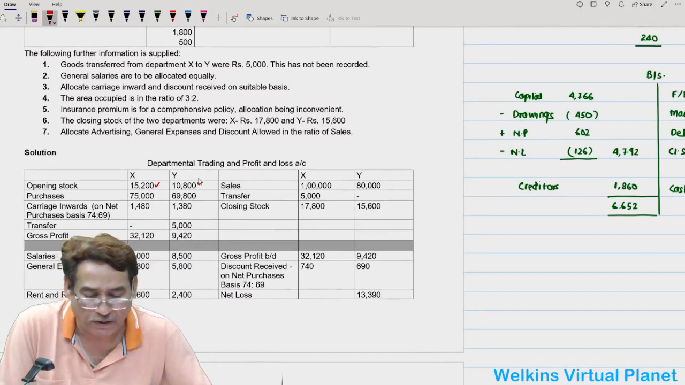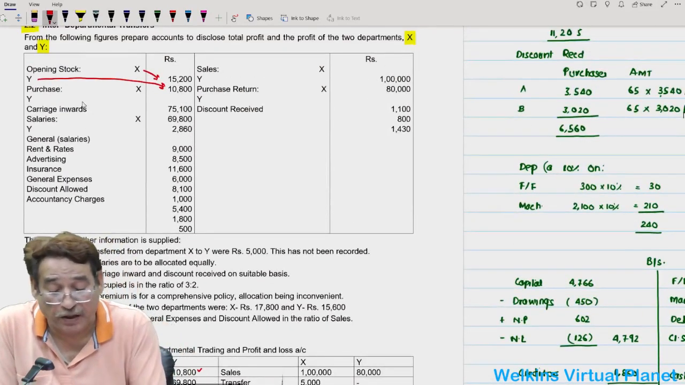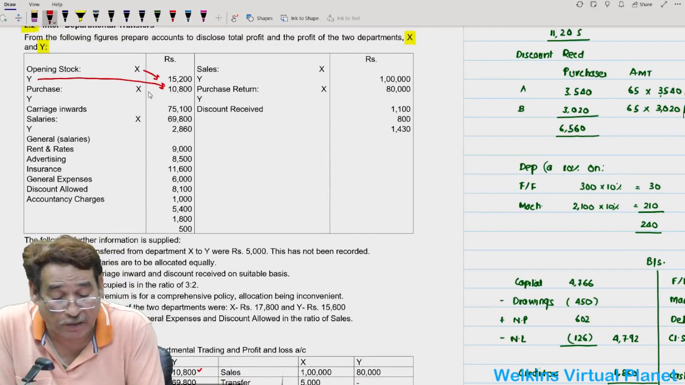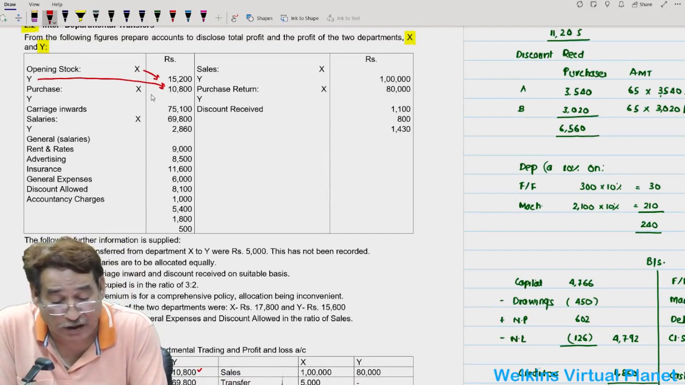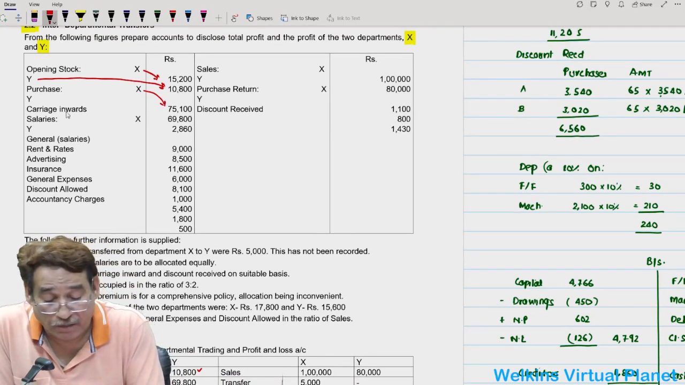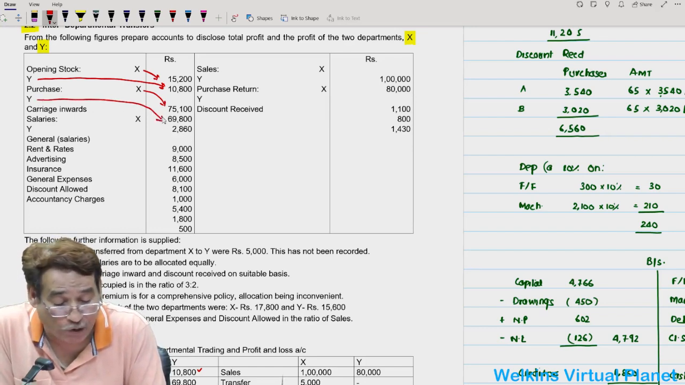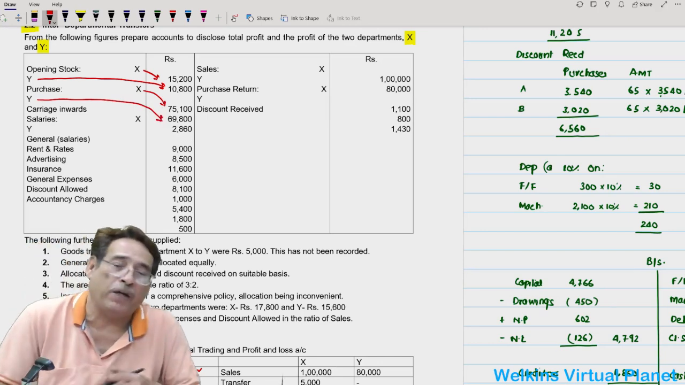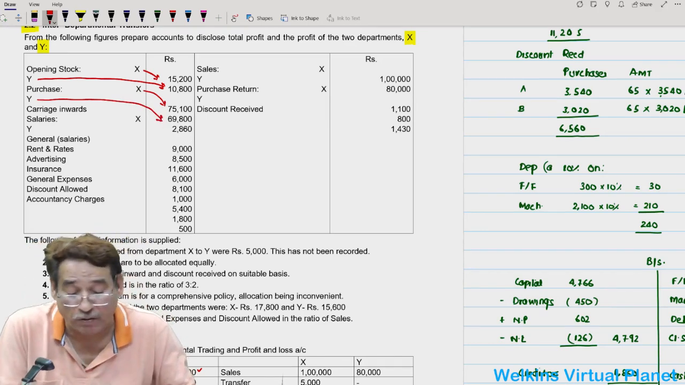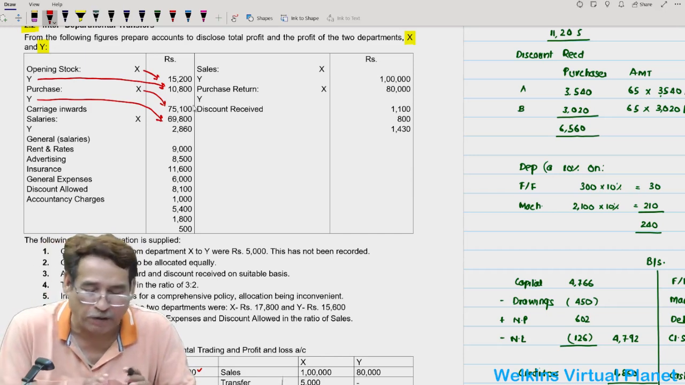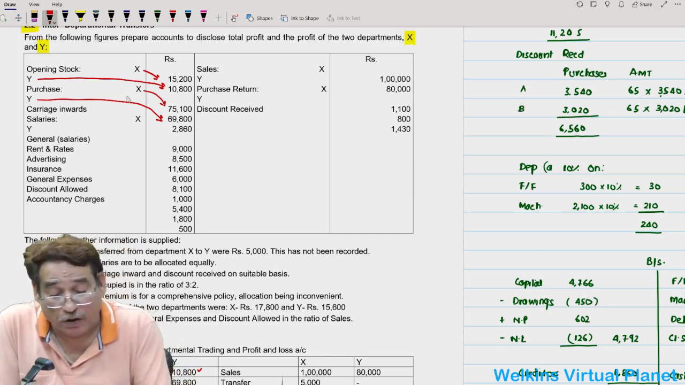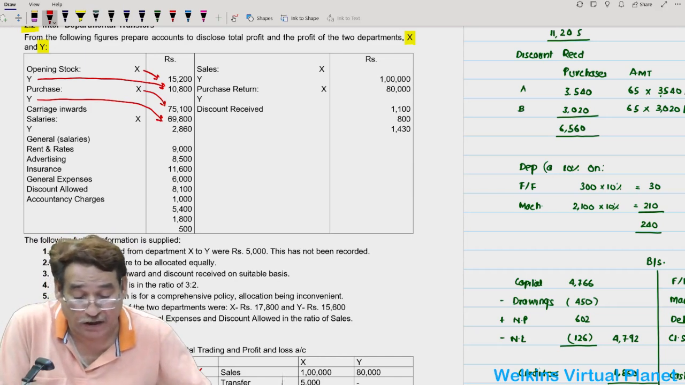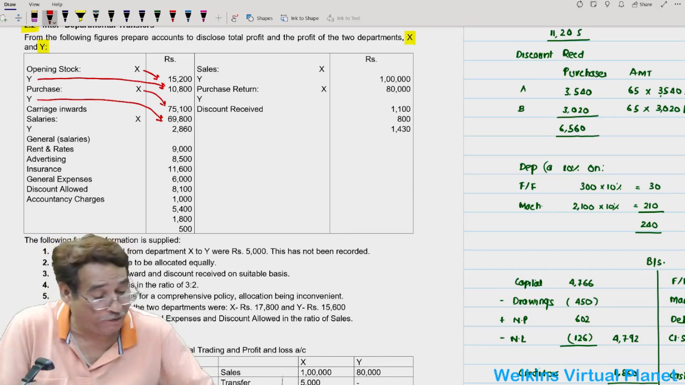No problem at all. Then we have been given purchases. Purchases of department X actually is 75,100. And purchases of department Y is 69,800. Perhaps in the notes which are available with you, the figures will be given in perfect manner. Don't worry about that. So purchases of department X is 75,100. So I will write here 75,100.